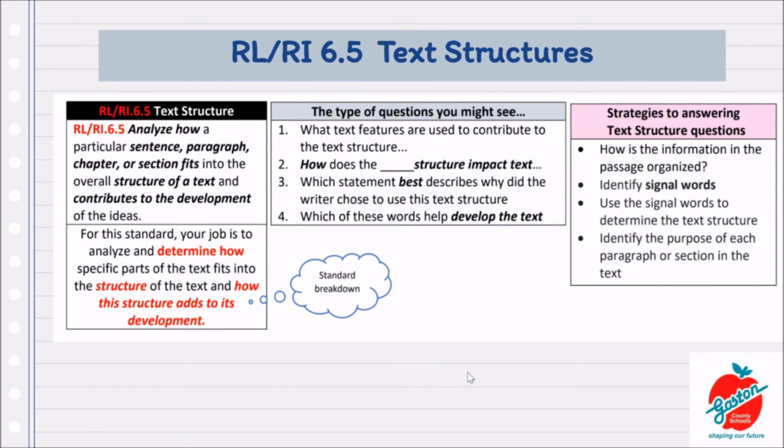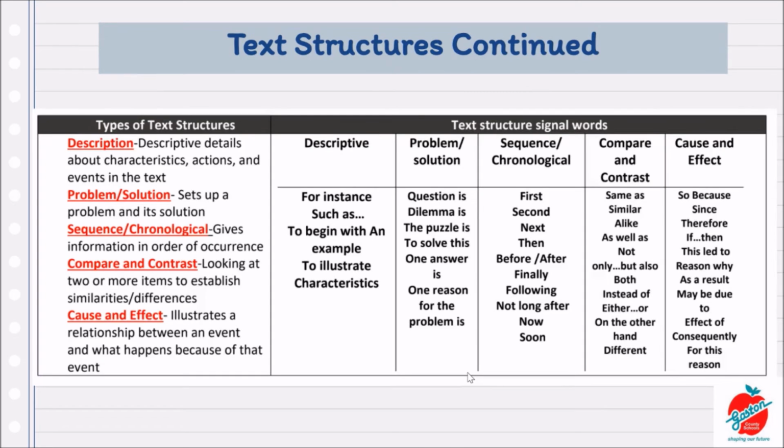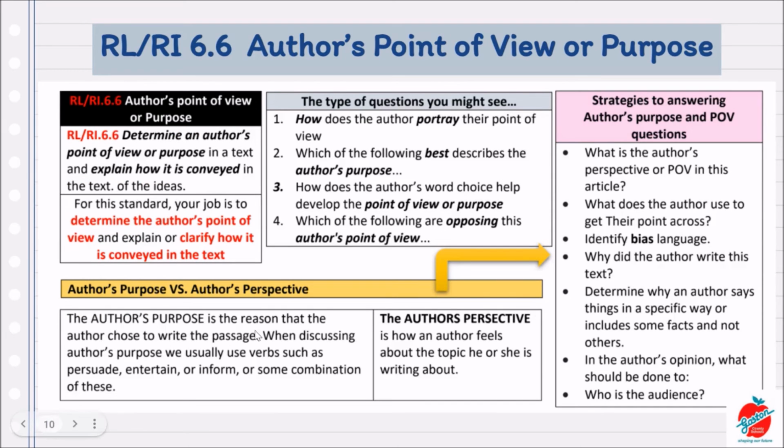For text structure, I want to deal with this one because I've also added something that helps your student even more. It is on this side, the types of text structure and what to look for, and then also some signal words to look out for when they are dealing with text structures. Below, I've also added what the author's purpose is and the difference between the author's purpose and the author's perspective.